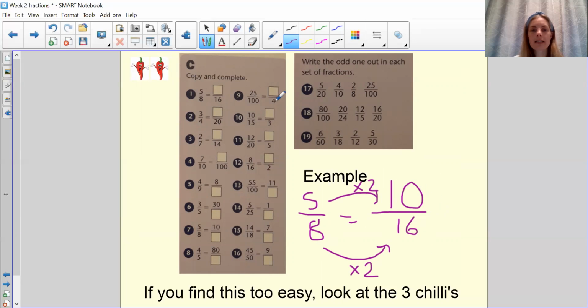Okay. If you're finding that you're flying through these questions quite quickly and easily, then what you can do is look at the 3 chilies and see if you can give some of them a go.